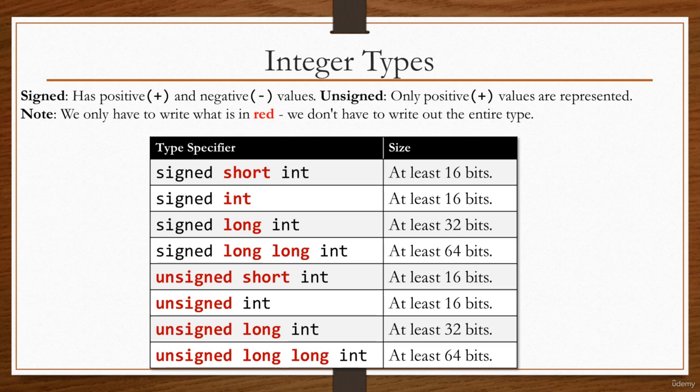You can write it out like the full line if you want. It's kind of a synonym. But of course, you can shorten it to simply the red. So short int, long, or unsigned short, unsigned int, and so forth.